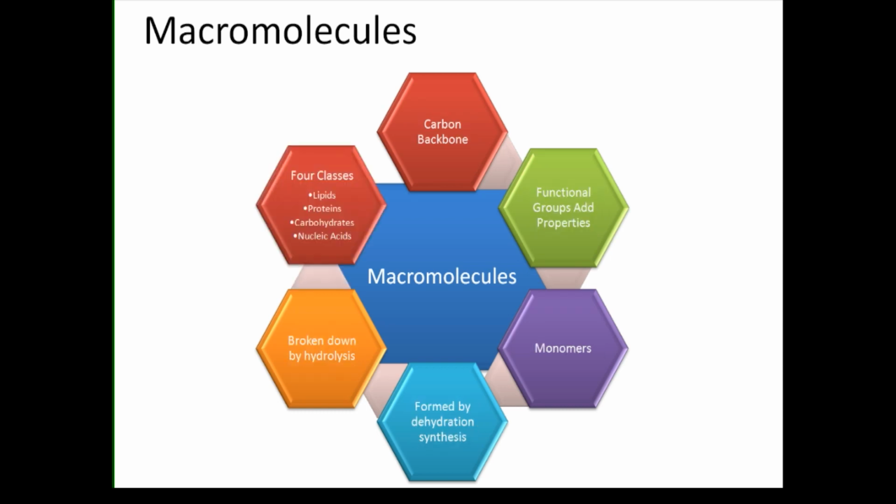There are 4 classes of macromolecules known as lipids, proteins, carbohydrates, and nucleic acids. We're going to look at each group in more detail, starting with the carbohydrates. But first, let's look at dehydration synthesis, how we build up monomers into polymers.